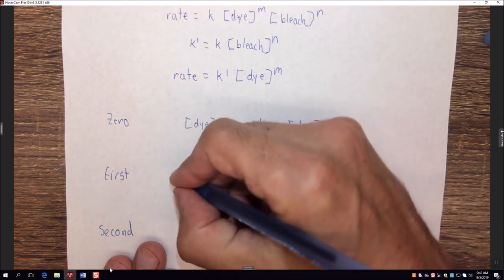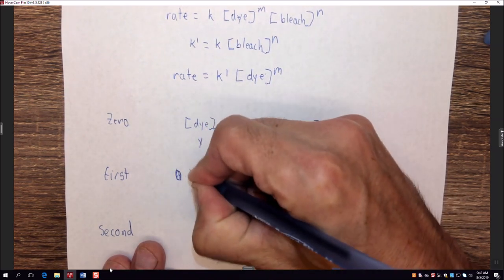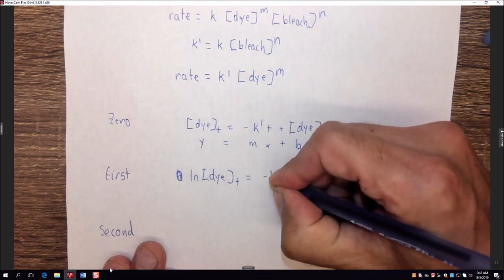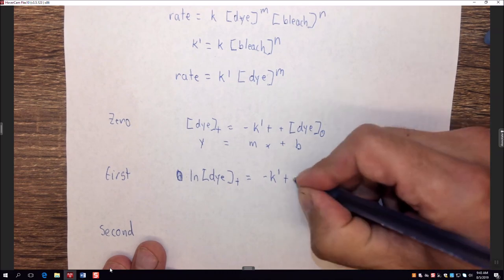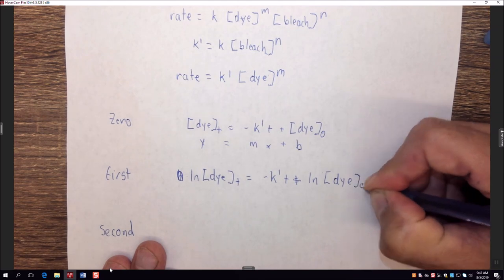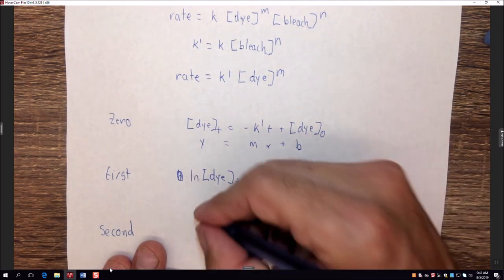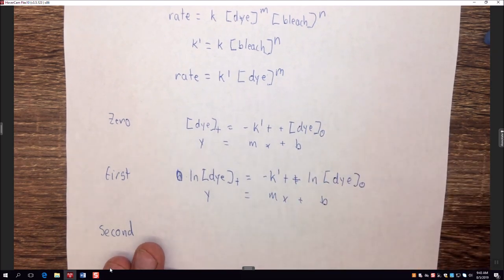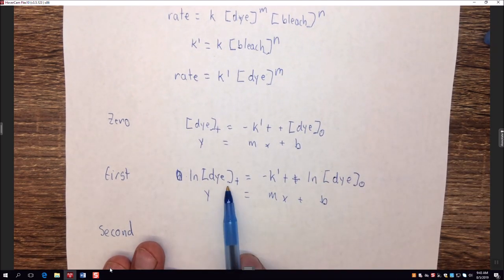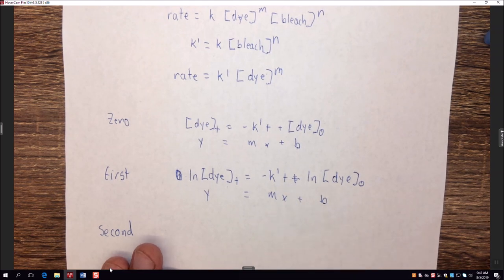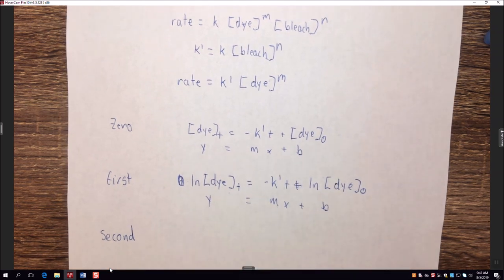For a first order reaction, the integrated rate law is the ln of the concentration of dye at some time equals minus k prime t plus the ln of the concentration of dye initially, at time zero. Again, y equals mx plus b. If we graph the ln of the concentration of dye at some time, or just the absorbance, versus time on the x-axis, and we get a straight line, then we know it's a first order reaction.